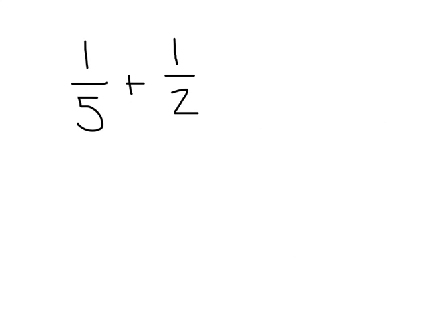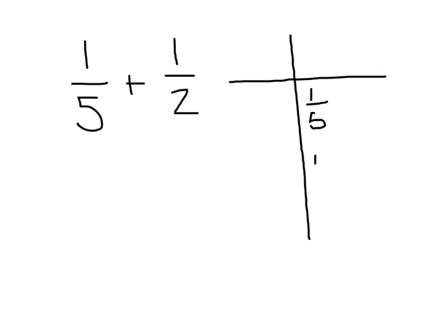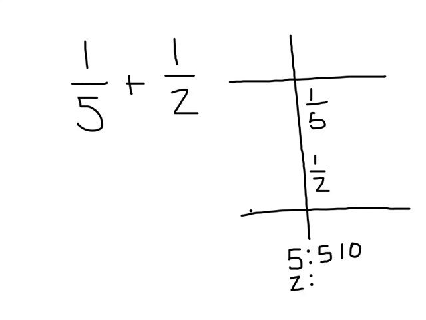Now let's do a fraction addition problem. Can I add 1/5 plus 1/2 like they are? No, I can't, because when I add fractions, they have to have the same denominator. So I'm going to draw a T-chart. 1/5 and 1/2. First, I need to find the least common denominator. What's the least common denominator of 1/5 and 1/2? Well, when I list my multiples, the smallest number on both lists is 10. So my least common denominator is 10.